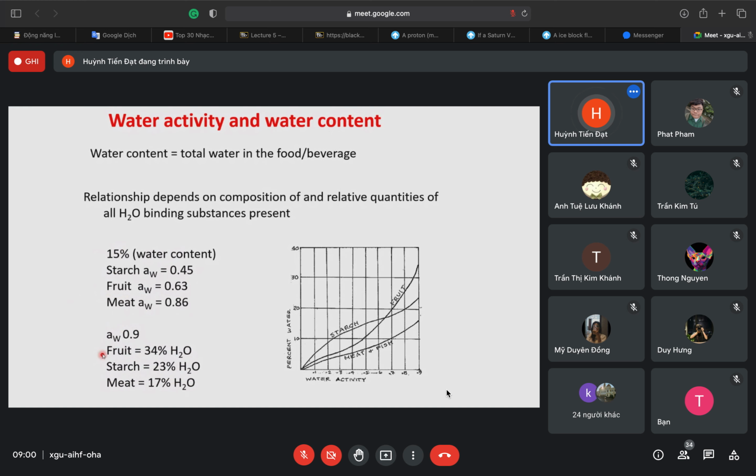It means that the total water in a food is actually not what determines the water activity. When you think about water activity, think about how much free water there is, which is preferred by the microorganisms. Just simple like that.